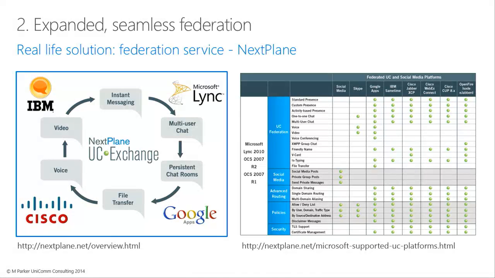And these are pretty cheap. As I understand NextPlane's pricing, you can have their service for approximately $1 per active user per year. It's really trivial. Basically, I'm going to get onto NextPlane as a UC exchange, and then people using Skype or Google Apps or IBM Sametime, Cisco Jabber, Cisco WebEx, Openfire, a broad menu, and I'm sure they'll keep expanding it.